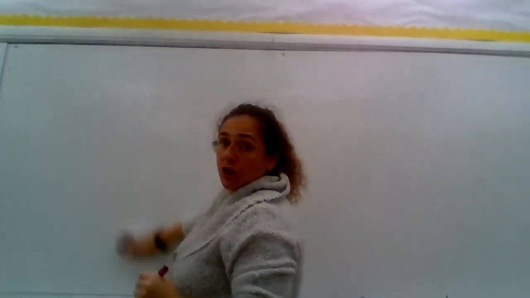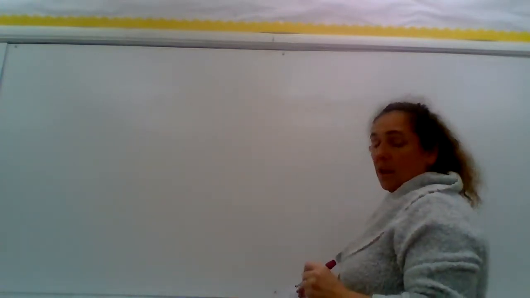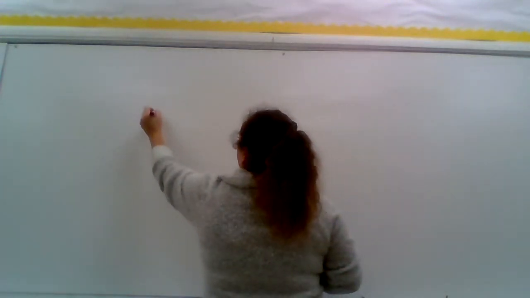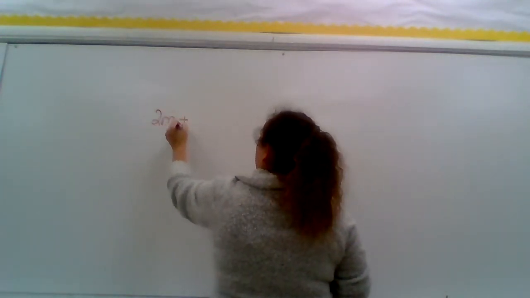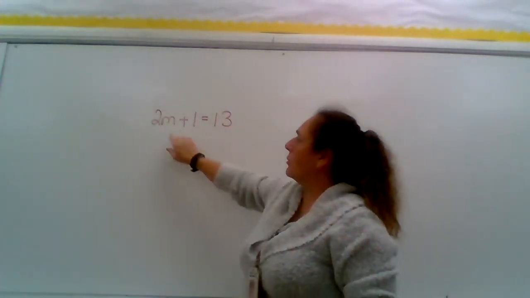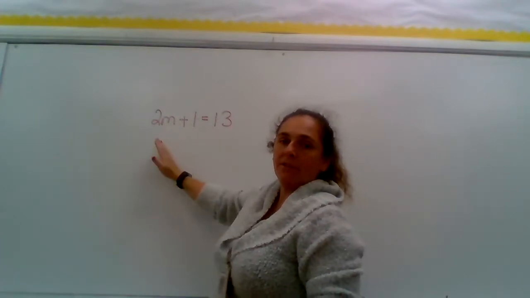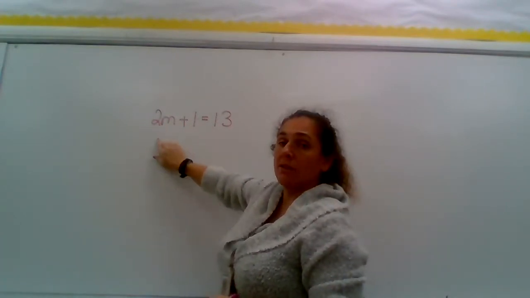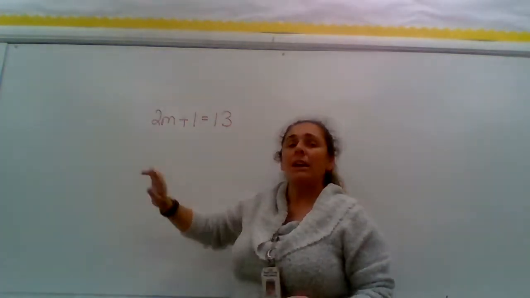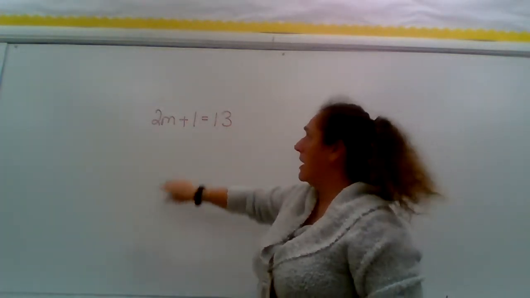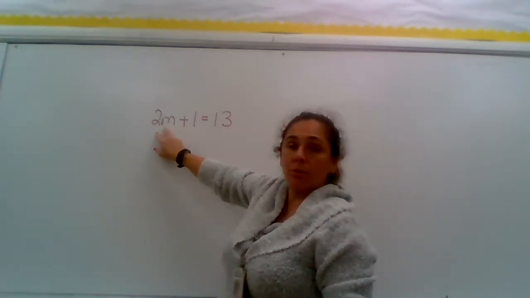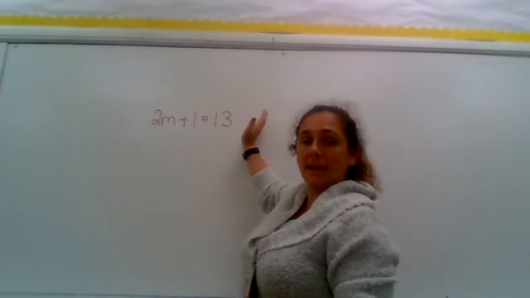Now, today what we're going to start to talk about is multi-step equations. Multi-step means there's more than one operation involved. Okay, so here, if you look with my variable of m, on that left side of the equal sign, I have two operations. I'm multiplying by 2, and I'm also adding by 1. Now, if you think of your normal order of operation, if this was a number, let's say it was a 2, we would multiply, then we would add to get our answer.